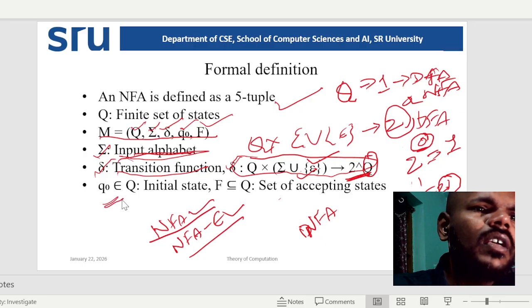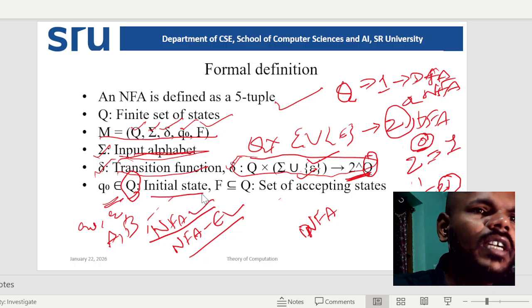So now next is, what is Q naught? Q naught belongs to Q. Q is a set of states, like Q naught, Q1, A, B, something like that. Q naught is a state and the initial state. F is a final state which belongs to Q, the set of states which will accept the strings.